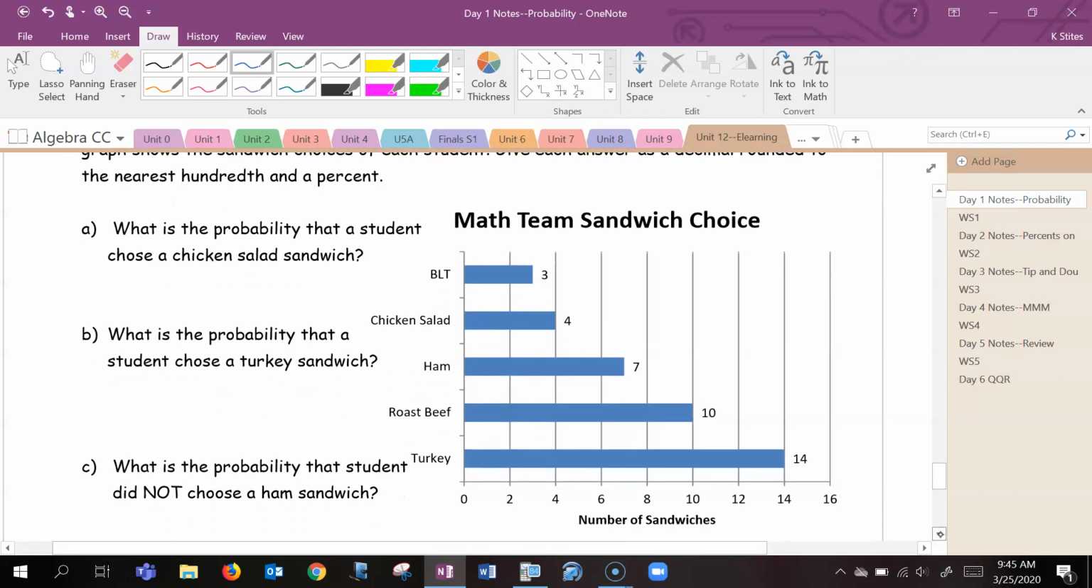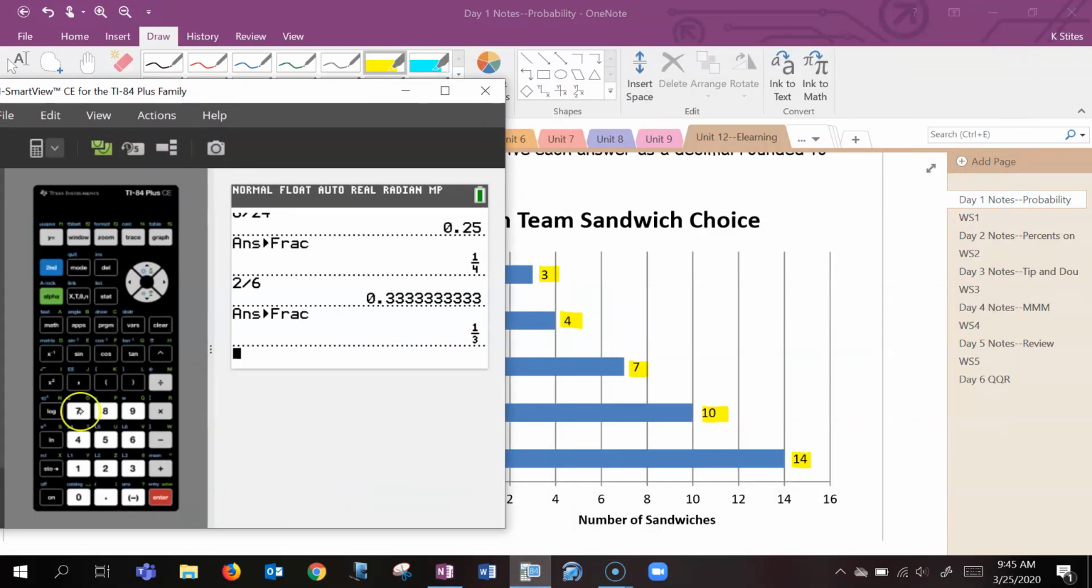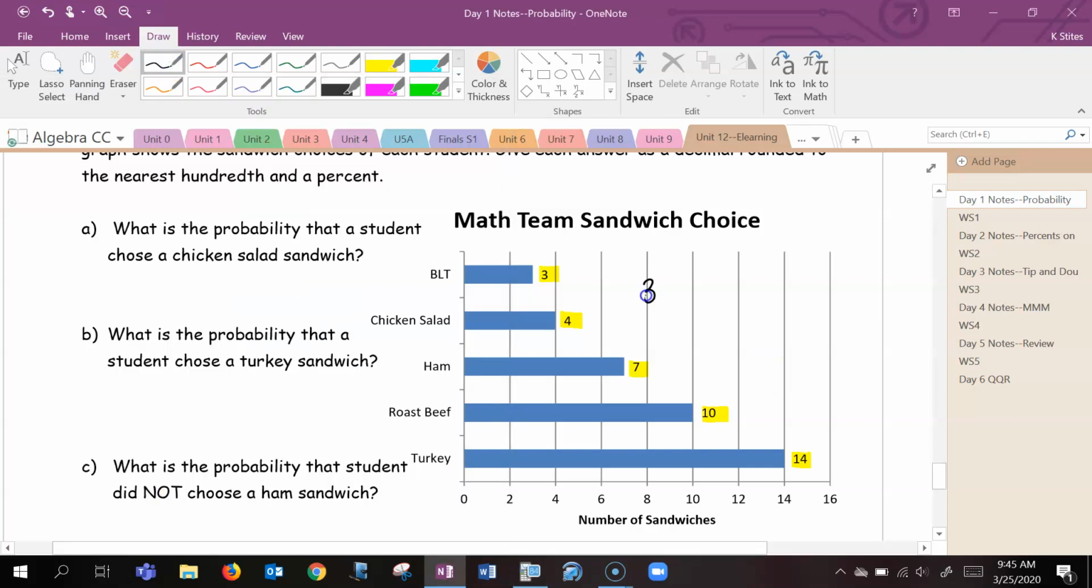Okay, so we're asked for all these probabilities here. We have math team sandwich choice. Here is the type of sandwich that they are eating. And then this number over here represents how many people chose that sandwich. One thing that's really good to find to start off with in probability is your total. So we're just going to add all of these numbers up. So 3 plus 4 is 7 already, plus another 7, plus 10, plus 14. And so that gives us 38 total students, or 38 sandwiches.